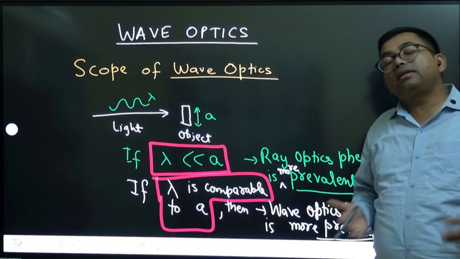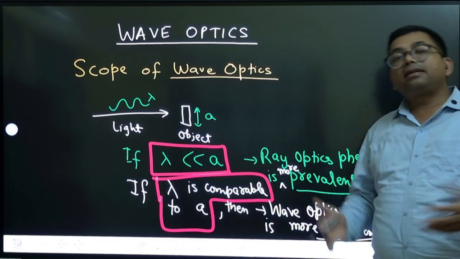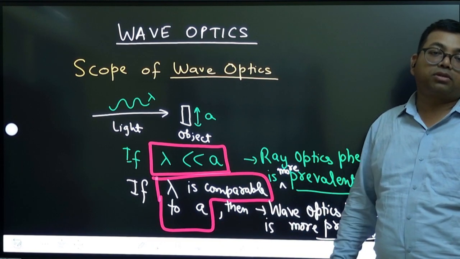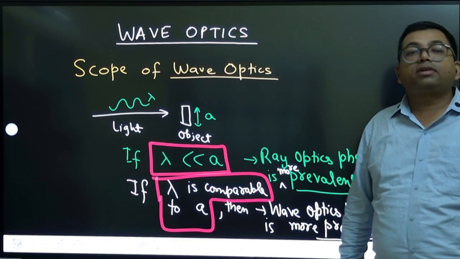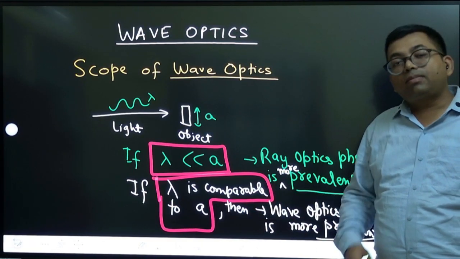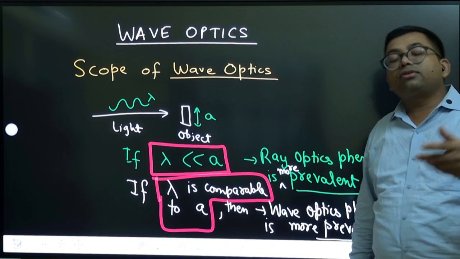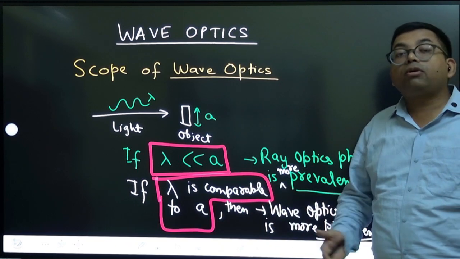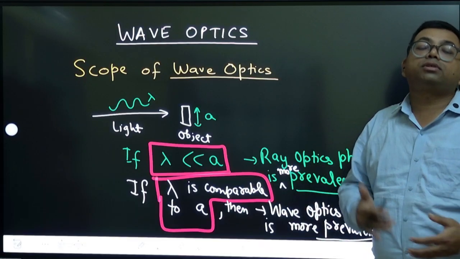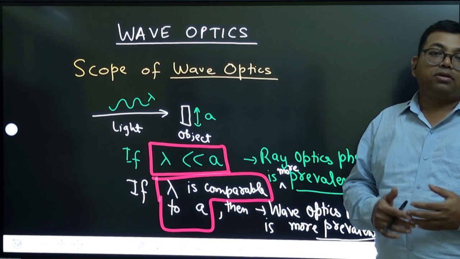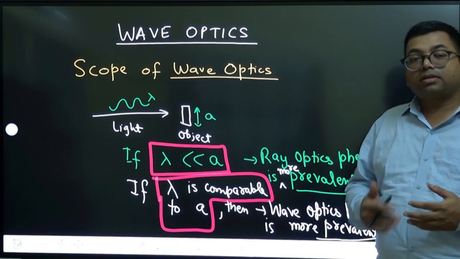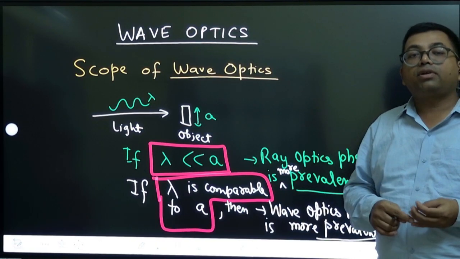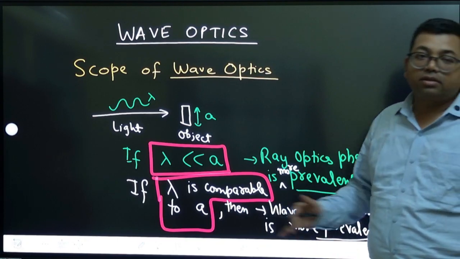Suppose I talk about wavelength in nanometers, and I take size in meters or centimeters. Then you have to go for ray optics, reflection, all that. But if wavelength is in nanometers and size is also in millimeters or micrometers, then definitely you will go for wave optics phenomena, and that is why we are going to study this chapter. We will be discussing many important things, starting with interference, diffraction, and all that. Right, so let us start this chapter.